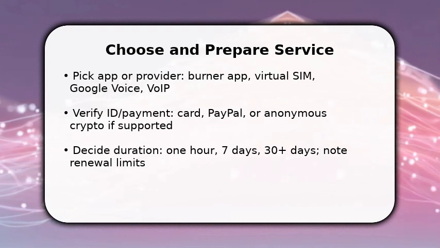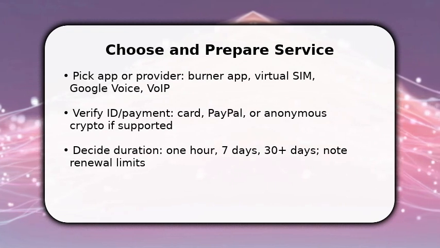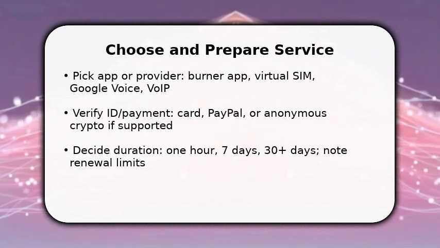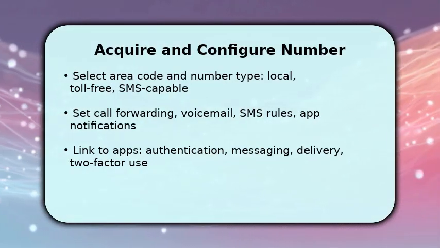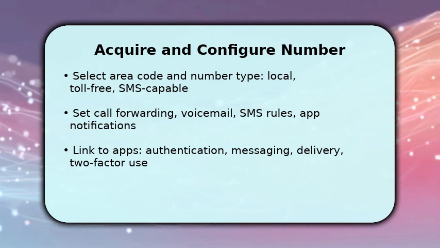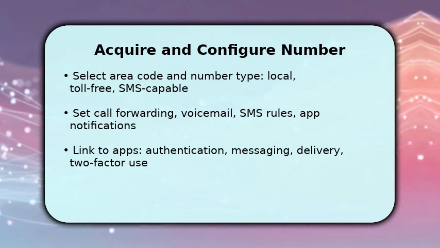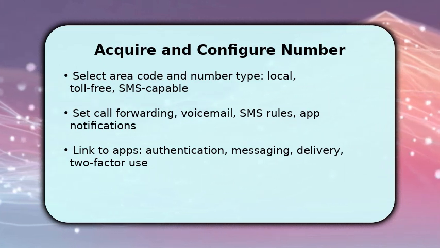While you set preferences, enable any required permissions, like SMS and microphone, so the number works for calls and verifications. Next, acquire the number and configure how it will behave. Pick an area code and choose whether you need SMS capability or toll-free calls, then enable call forwarding and set voicemail greetings so messages aren't lost.